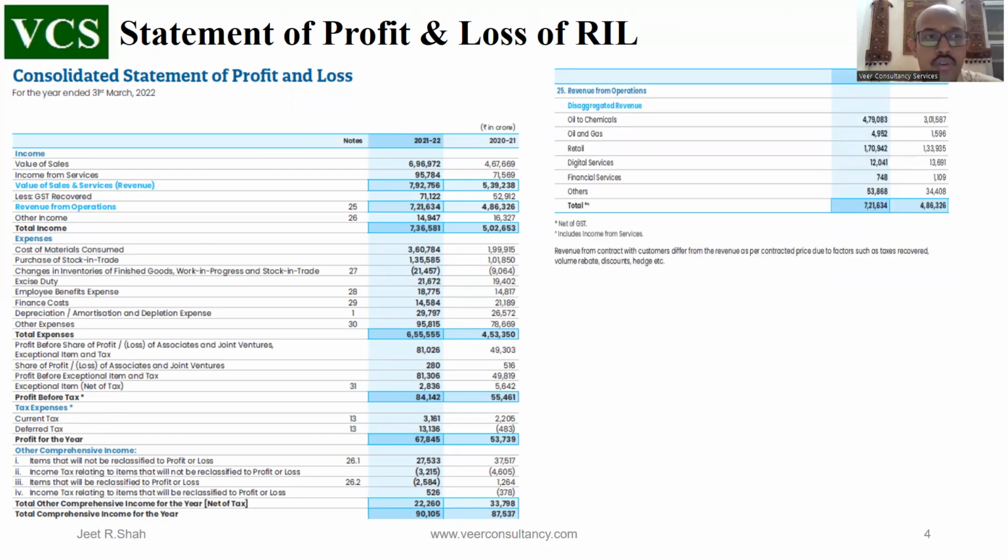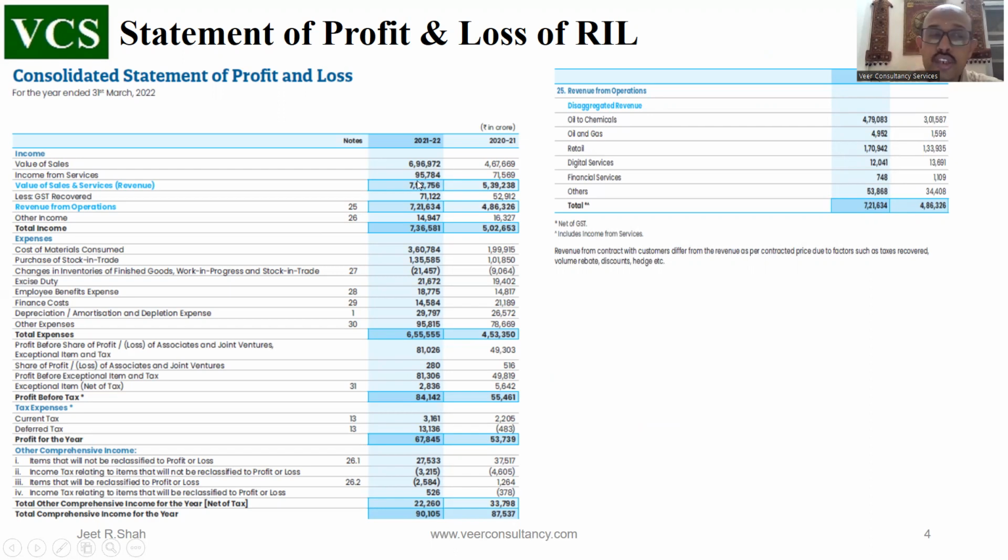So first, what you see over here is the revenue from operations. That means how much money you have generated by doing actual business and not by something else. So in this amount, you can see that we have a disaggregated revenue, wherein it is showing us how much of the sales has come from which segment of the business. So this sale is 6,96,972 crores plus the income from services, 95,784 crores.